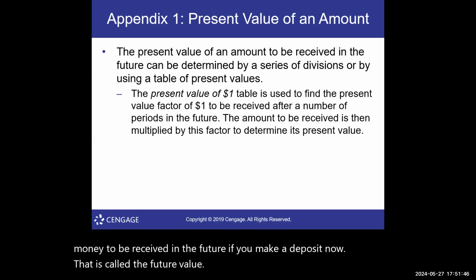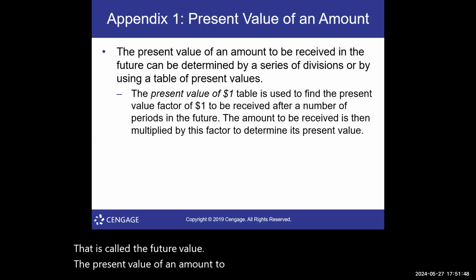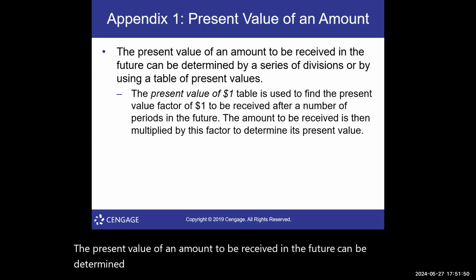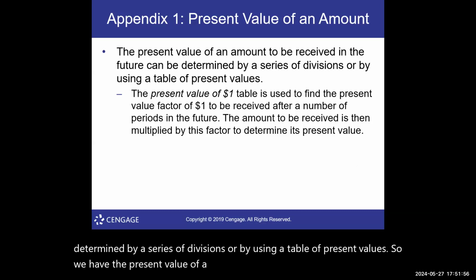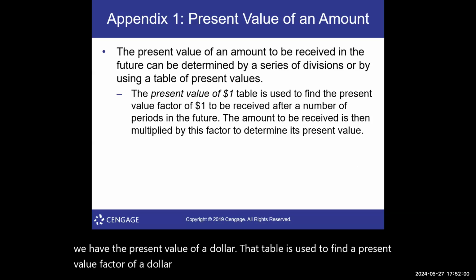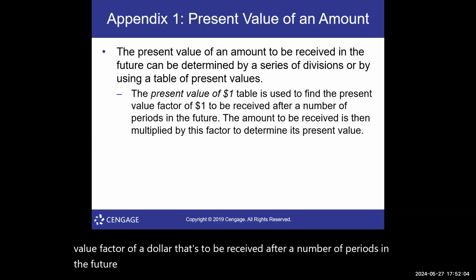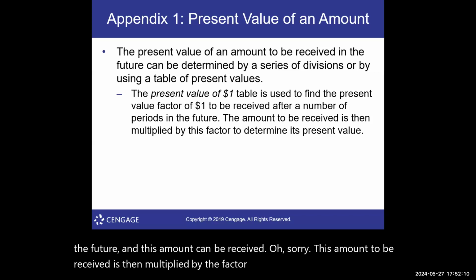The present value of an amount to be received in the future can be determined by a series of divisions or by using a table of present values. So we have the present value of $1. That table is used to find a present value factor of $1 that's to be received after a number of periods in the future. And this amount to be received is then multiplied by the factor to determine the present value.